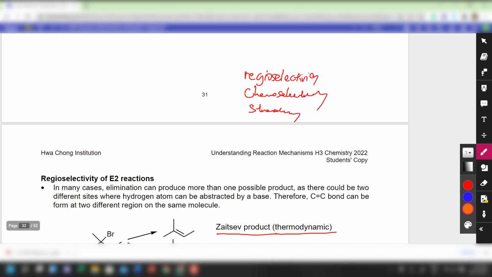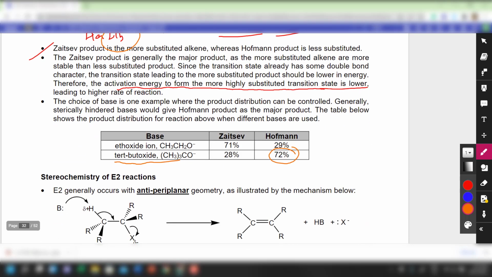Stereoselectivity, you will not learn quite a bit of in H3, but it's more related to whether certain stereoisomers will form as compared to others. That is quite a generic view. So when we cover that, then I think we'll go into more detail.